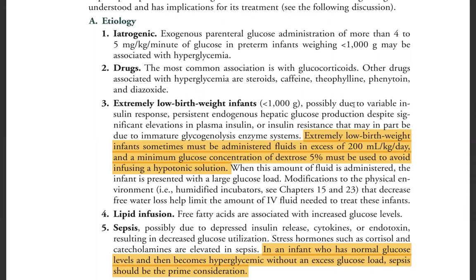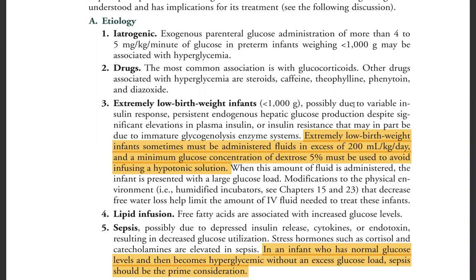And hepatic glucose production will keep on continuing. Even though plasma insulin is there, the hepatic glucose production will not shut down. Okay. So why? Because there will be an immature glycogenesis enzymatic system in the babies. Whatever glucose is there in the blood may not be stored as glycogen because of the immature enzymatic system. So this is the reason why ELBW babies will have hyperglycemia.